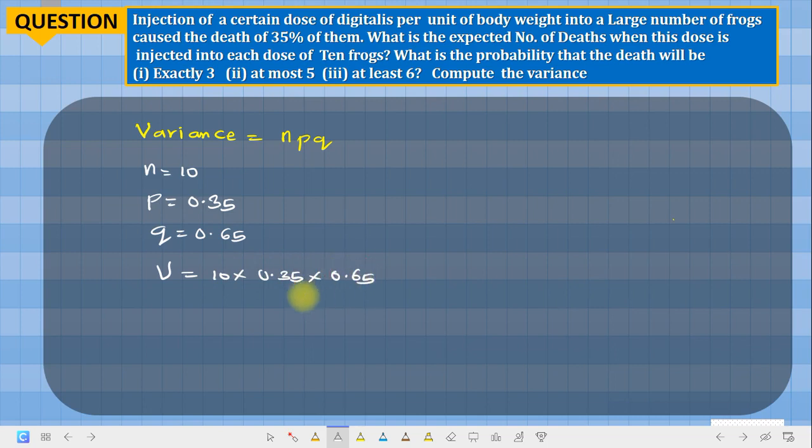So that becomes 10 times 0.35 times 0.65, and that will give us 2.275. So our variance is 2.275, and that is the solution to this question on injection of a certain dose of digitalis per unit of body weight into a large number of frogs. Are you getting it now? So that is the solution to this question.